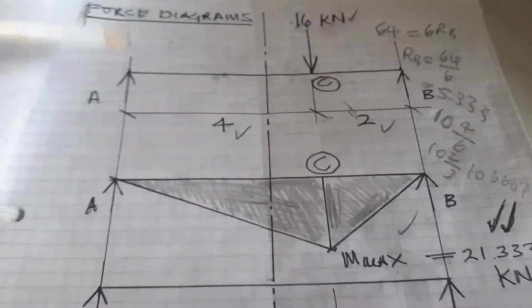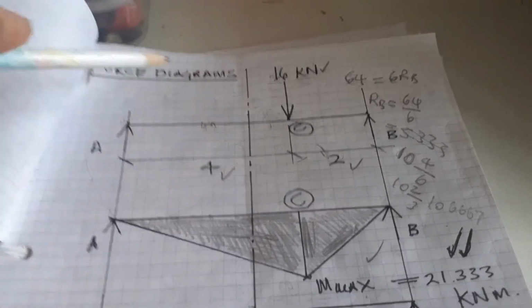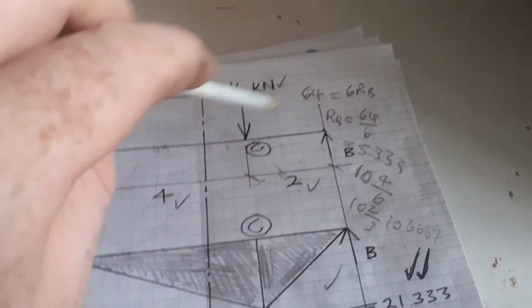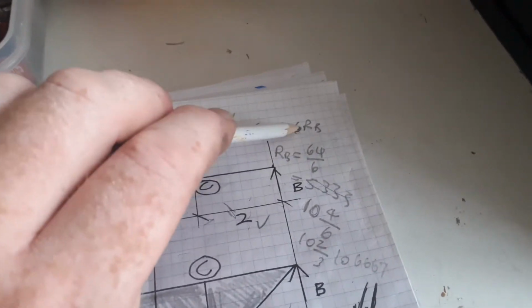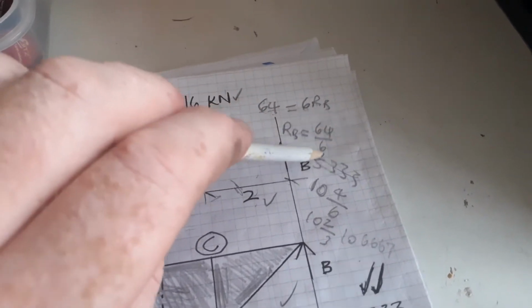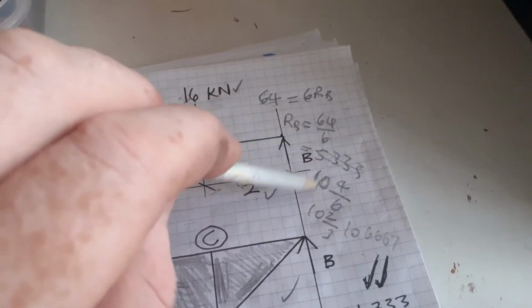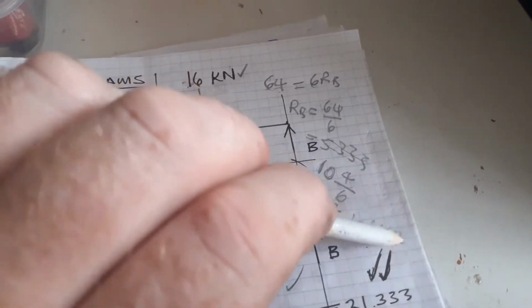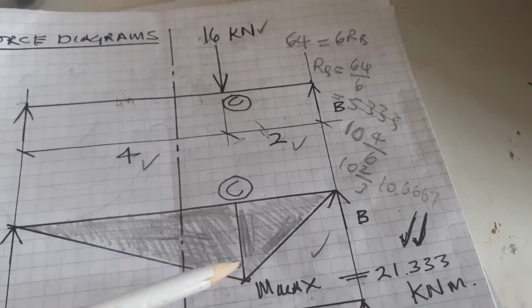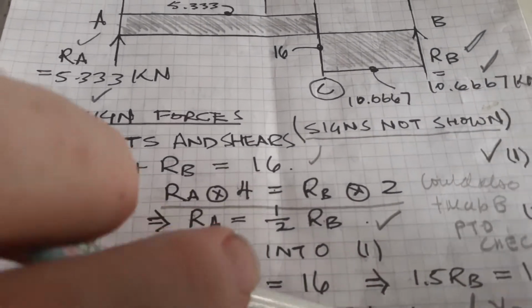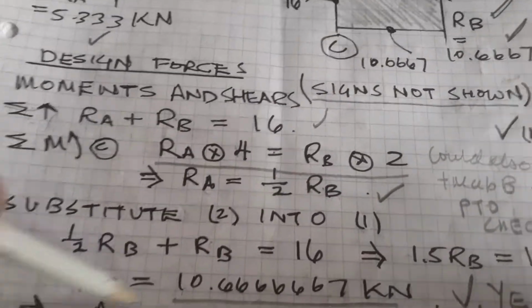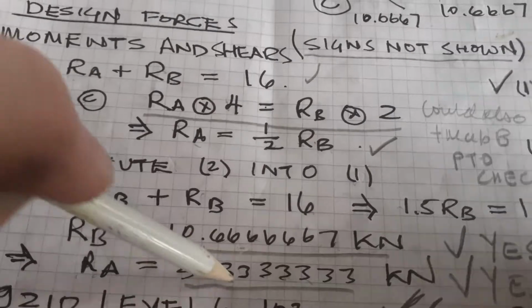So if you take moments about A, 16 times 4 clockwise equals RB times 6. So 64 equals 6 RB. RB equals 64 over 6. That means RB equals 10 and 4 over 6, which is 10 and 2 over 3, which is 10.6667. Then we know that RA plus RB equals 16, so that means RA must be 16 minus 10.666 equals 5.333.